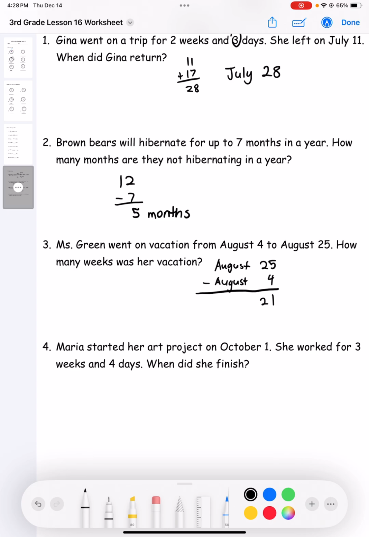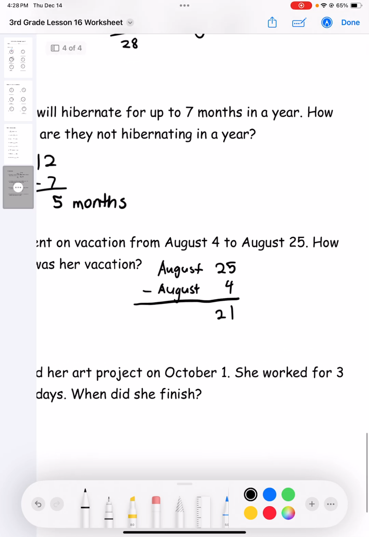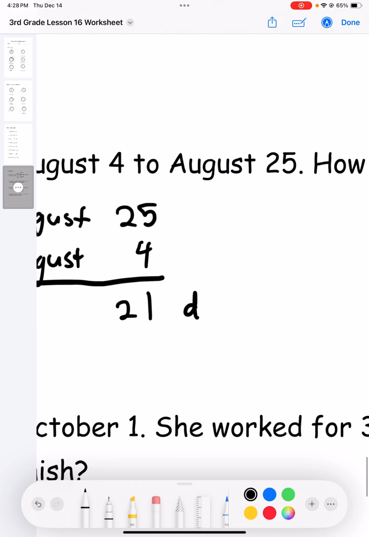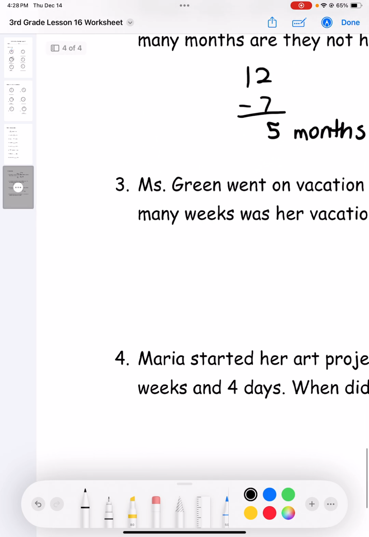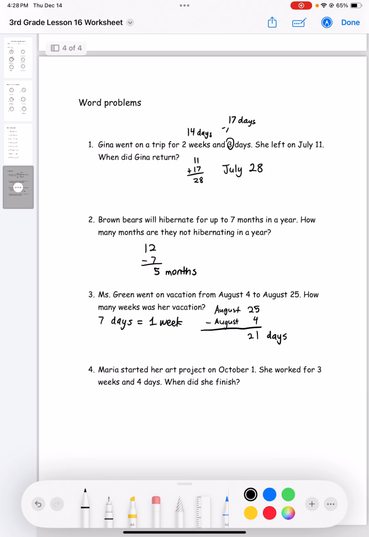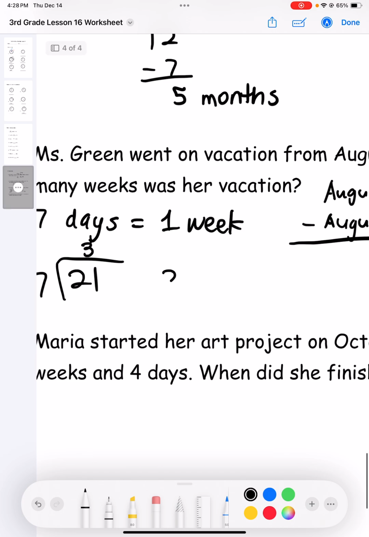So since they want to know weeks, for this one, we know 21 days. So she was on vacation for 21 days, but how many weeks is 21 days? So we know 7 days equals 1 week. So that means we have to divide 21 days by 7 to get 3. So that means her vacation was 3 weeks long.